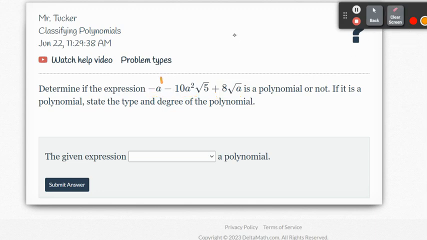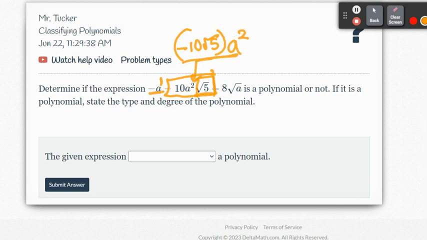This a has a 1 exponent. This a has a 2 exponent. The square root of 5 is not in the exponent. It's actually part of the coefficient. I know it's in the back. It's really like a negative 10 square root of 5, times a squared, is another way to rewrite this term. So far, the first term is fine. Second term, fine. Those can qualify as polynomials.